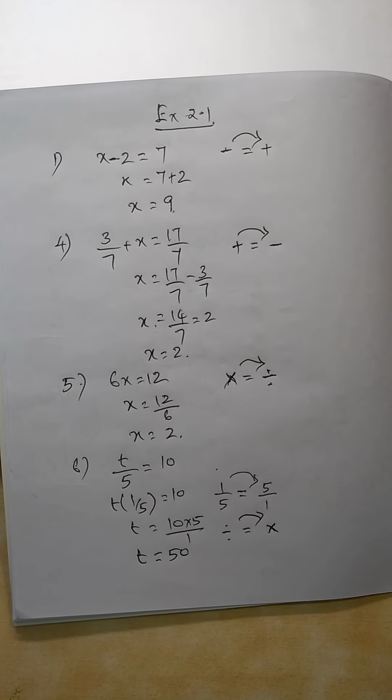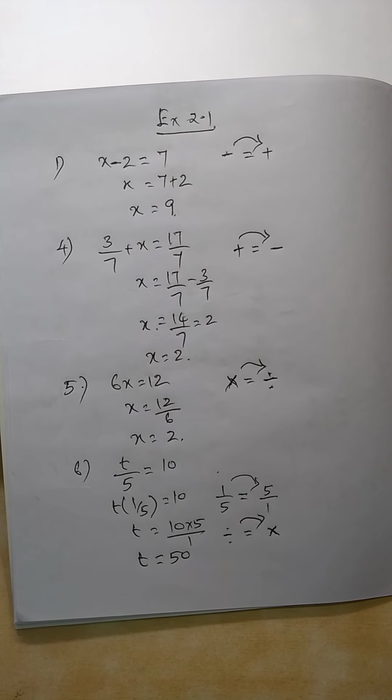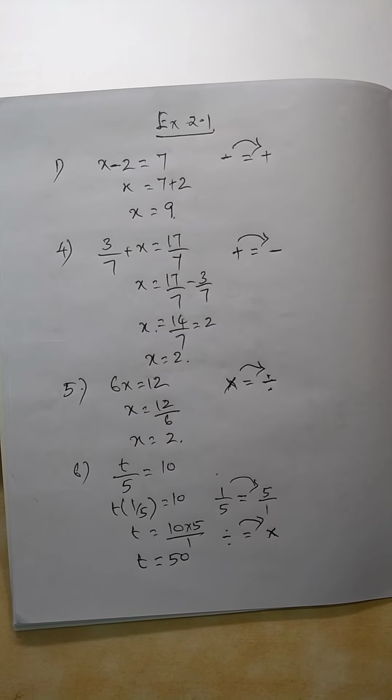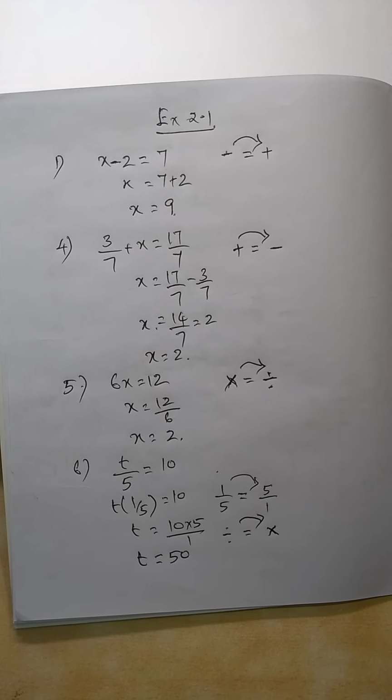Now we go to the fifth question. It is 6x is equal to 12. Here x is multiplied by 6, so the product becomes 6x, which is given as 12. When that multiplication by 6 is transposed to the right, it becomes division by 6. So it becomes 12 by 6, which gives you 2.